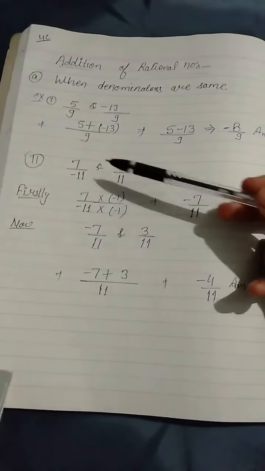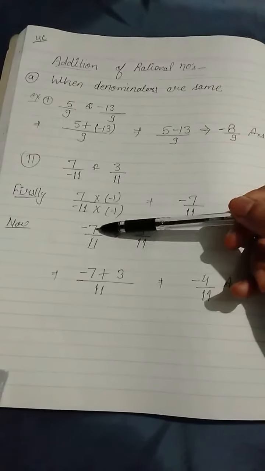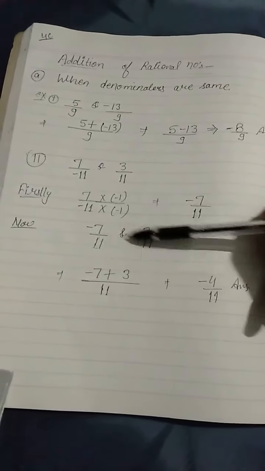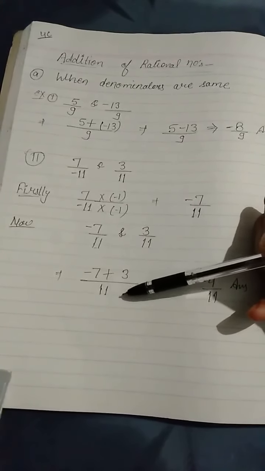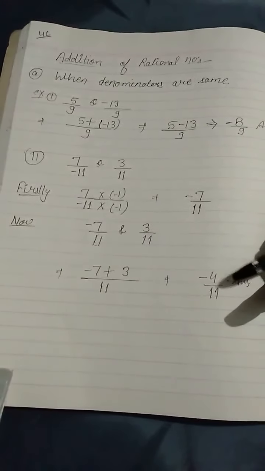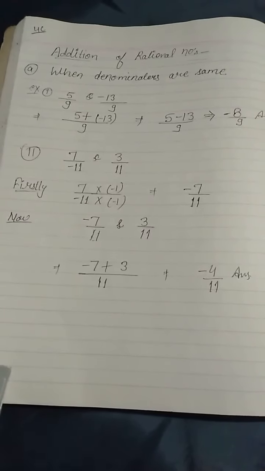Now add them. So 7 upon minus 11, now minus 7 upon 11, and 3 upon 11. Again the denominators are the same, so we can write minus 7 plus 3 upon 11, is equal to minus 7 plus 3 is equal to minus 4. 11 is 11. So the addition is minus 4 upon 11.